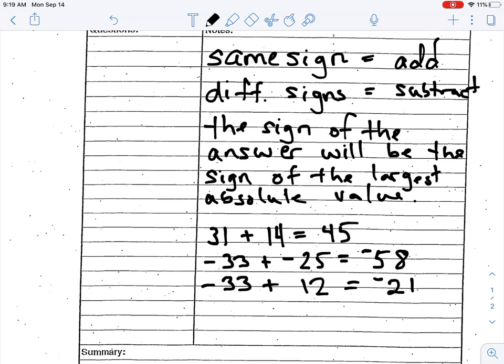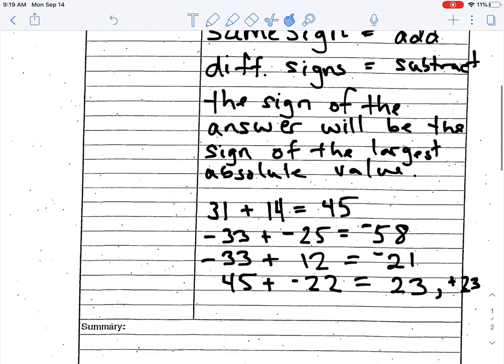Well, what if the first number is positive? So what if we had 45 plus negative 22? Well, it really makes no difference, because the signs are different. So we're going to subtract 45 and 22, which is going to give us 23. And in this case, the largest absolute value is 45. So this would be a positive 23, which could be written as 23 or as positive 23.